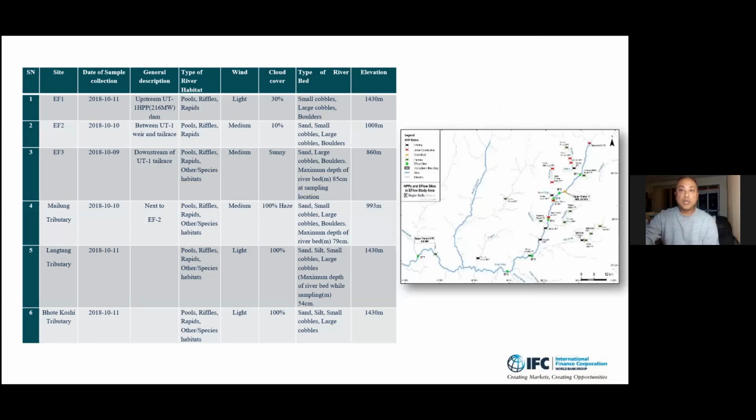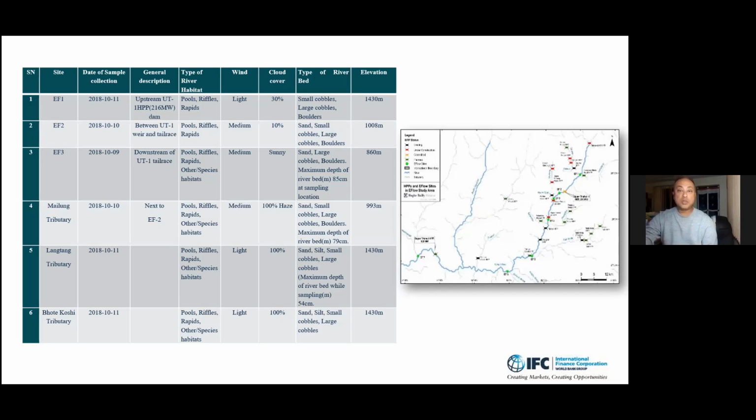Initially, there was a lot of consultation with the IFC experts, as well as our experts from within Nepal, in terms of figuring out how to do this. We wanted to look at a proposed hydropower site, and the upstream and downstream of it, and try to use eDNA to figure out how many different types of fish species there are.